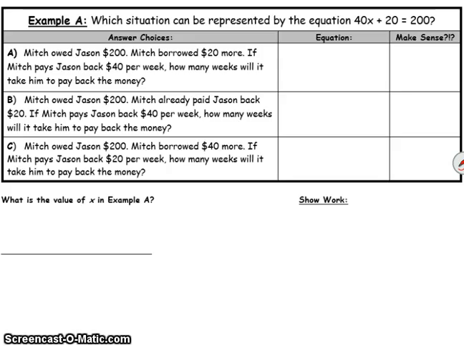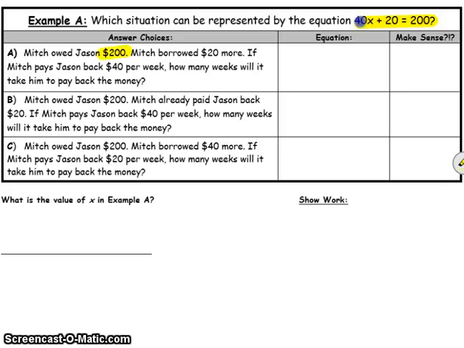Example A says which situation can be represented by the equation 40x plus 20 is equal to 200. So what I want to do is first highlight the equation that they give me. What I'm trying to do here is match one of these answer choices to the equation that they give us. So letter A says Mitch owed Jason $200. Mitch borrowed $20 more. If Mitch pays Jason back $40 per week, how many weeks will it take him to pay back the money? So I want to highlight any important information.